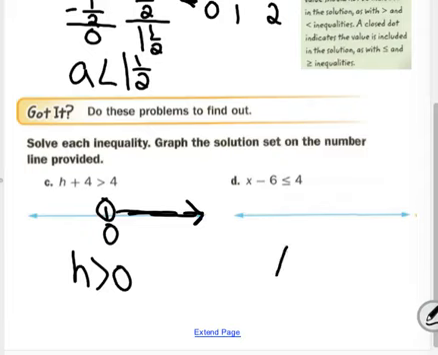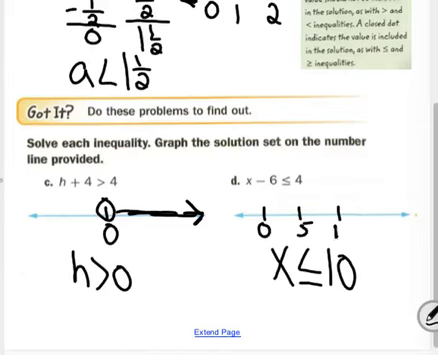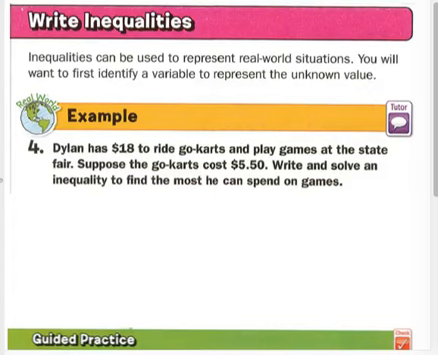And for D, we have X is less than or equal to 10. So we could have 0, 5, 10. Since this one is less than or equal to, closed circle, because 10 is included in that group. 10 would make it true. And then everything smaller than 10 makes it true as well. All right, so when we actually have to write them as well, that can be a little tricky, but not something that we can't do.